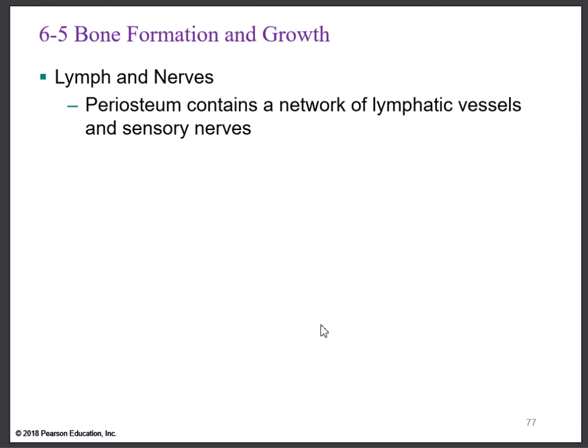Finally, the periosteum also contains lymph vessels and a network of sensory nerves. And so when we actually injure the periosteum, say from a broken bone, this is where we're actually getting the bone pain from. It's the periosteum that has a good nerve supply.